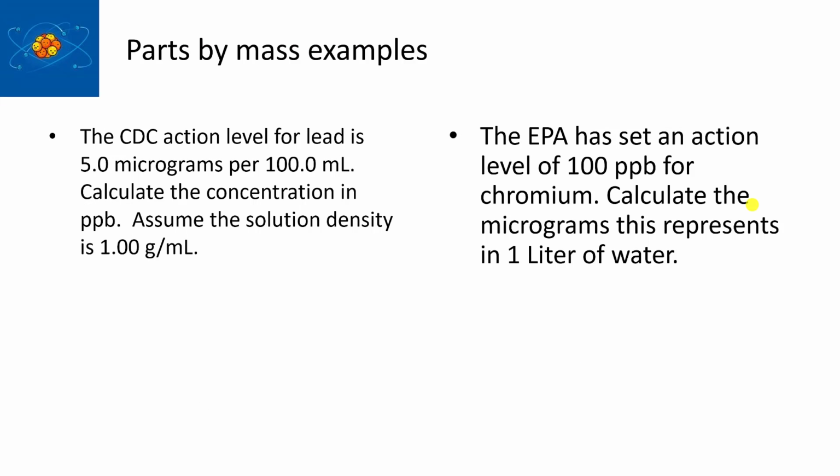So I thought I'd show you a couple of parts by mass examples of how we calculate parts per million, and how we might use a parts per mass unit to calculate how many grams of substance are actually in a liter of water. So the CDC has set a threshold level, an action level, for lead that's 5 micrograms per 100 milliliters.